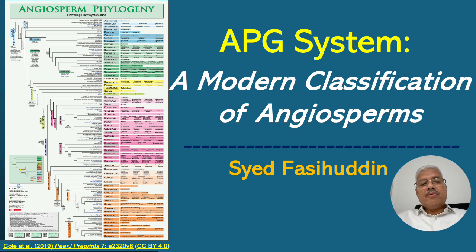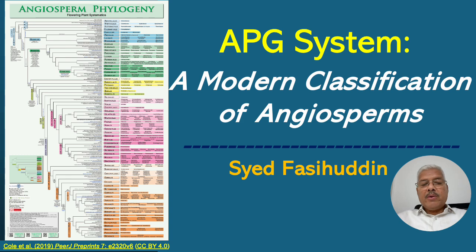The first version of the system was published in 1998. Three further versions of the system of classification were published in 2003, 2009 and 2016. Unlike older systems that relied on morphological characters, it is based on phylogenetic relationships, which reflect the evolutionary history of the plants. It focuses on monophyletic groups, which are groups of organisms that share common ancestors and all its descendants. The system abandons the traditional ranks like class and order in favor of informal groups like clades.